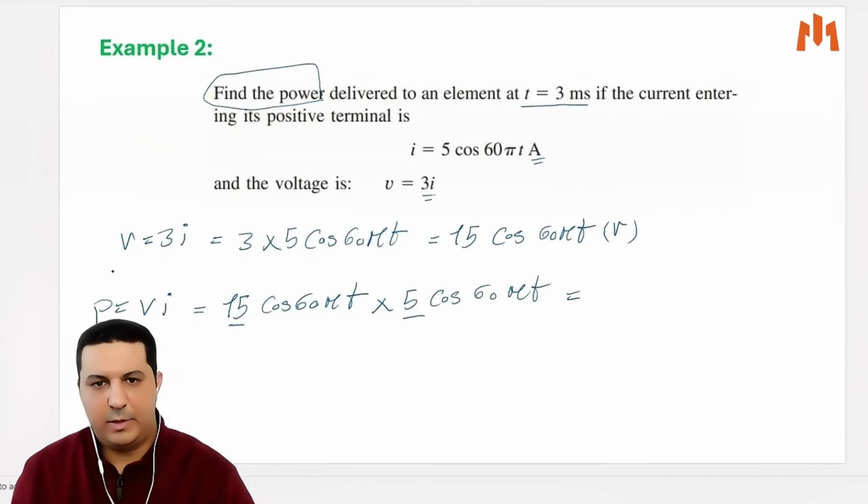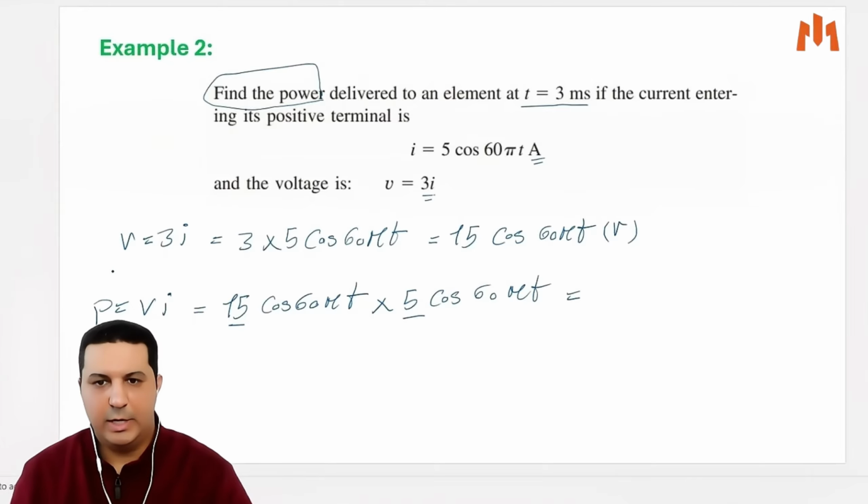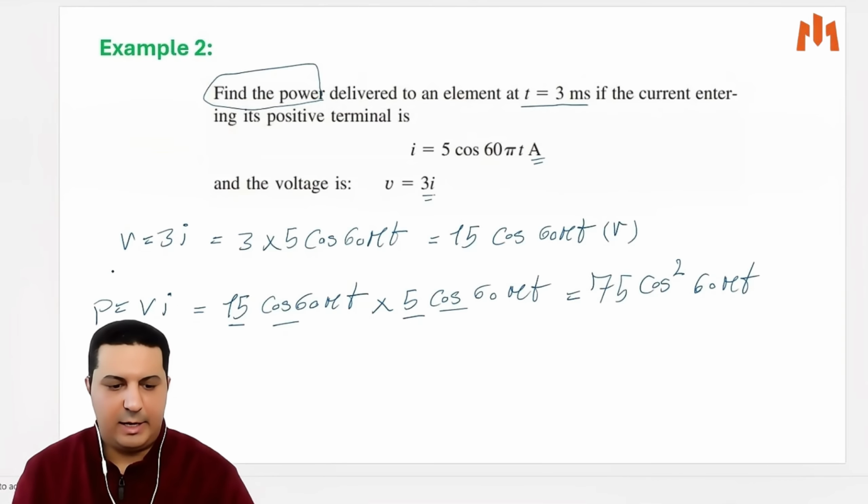So we must multiply 15 and 5, so this is 75, I think. Yes. And we have 2 cosines, so it is cosine squared of 60 pi t. And as you see, this is the power of this.